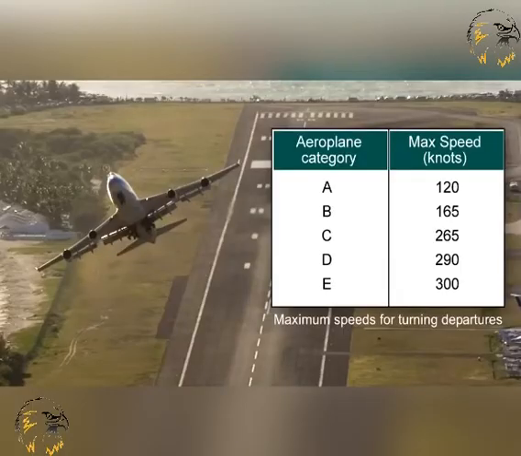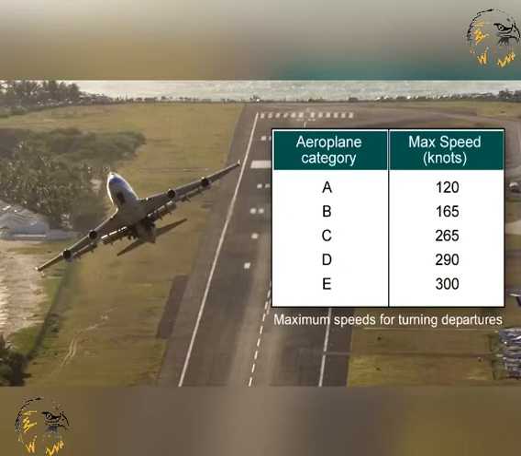Aircraft category also plays a part in defining departure procedures, because the speed of the aircraft clearly influences the size and shape that departure procedure will be. The table you see here defines the maximum speeds for each category of aircraft that ensures safety within the published procedure. There are two basic types of departure routes, straight or turning.